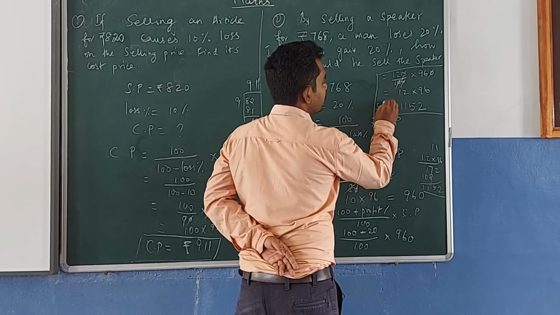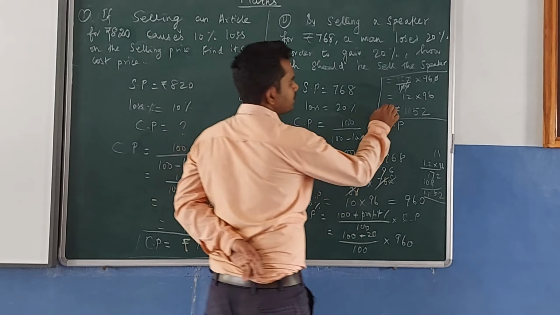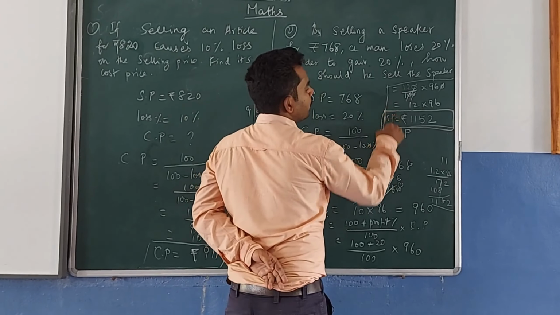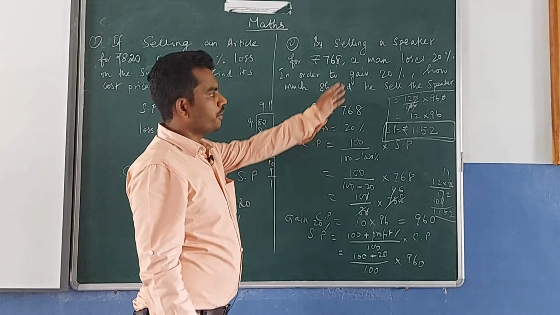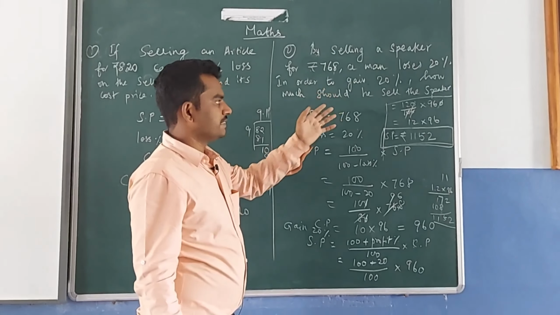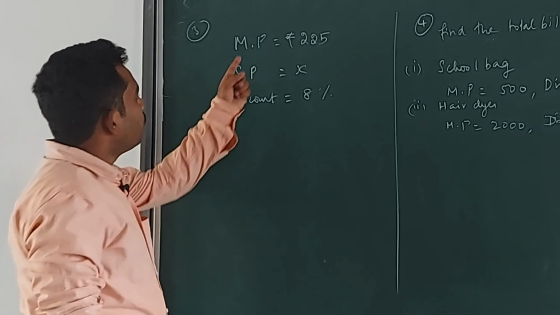So the selling price of the speaker is 1152 by the profit of 20%. Okay. The third question, marked price.